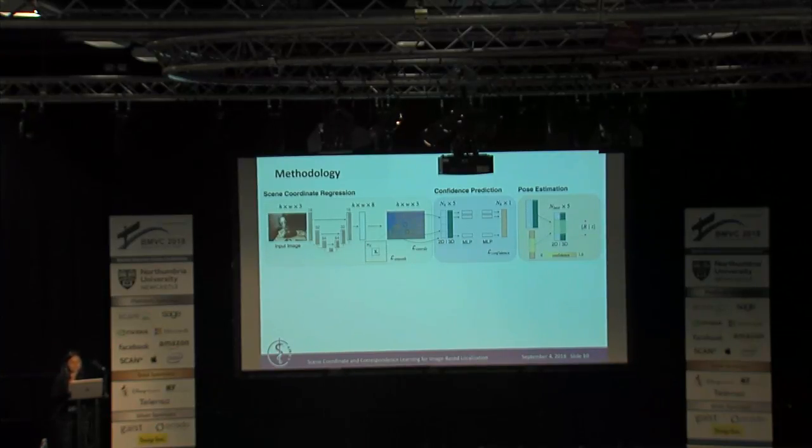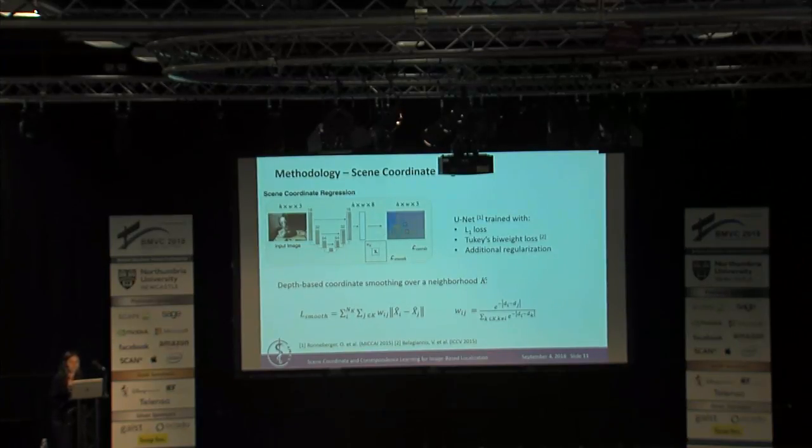We propose a three-step framework, which starts with scene coordinate regression. Initially, given an RGB input image, we densely regress a pixel-wise scene coordinate map for the RGB image. And in this case, we used UNet to train our network, which follows an encoder and decoder network architecture with skip connections. And we evaluated different loss functions, in particular L1 loss and Tukey's biweight loss. We also applied an additional regularization in the form of a depth-based coordinate smoothing over a local neighborhood of an image pixel.